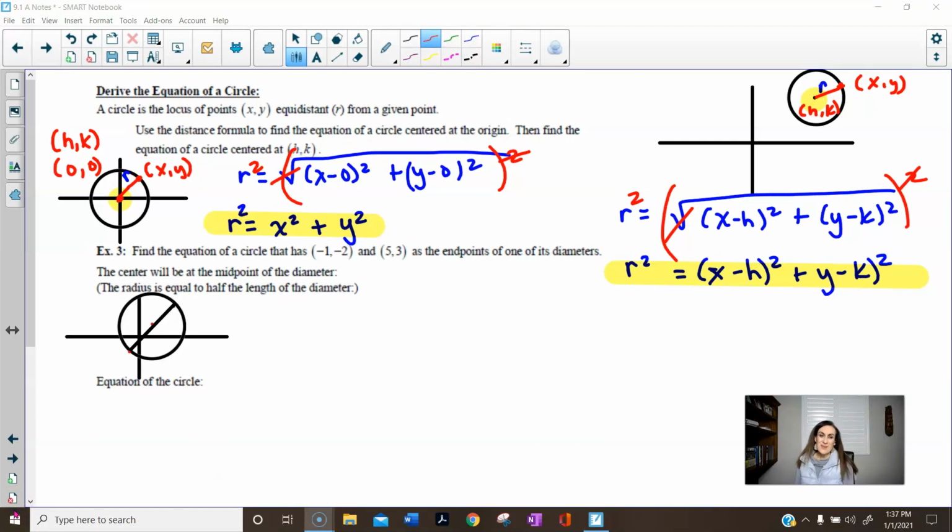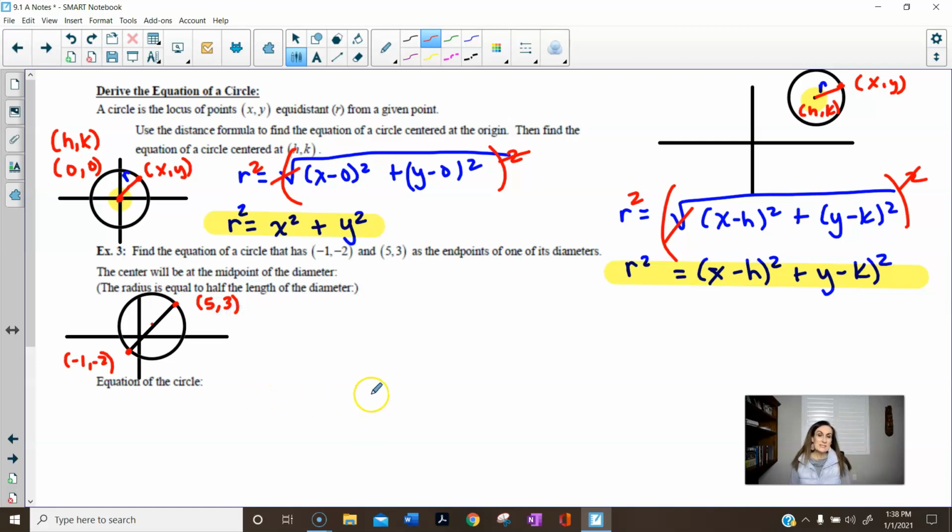So example 3: find the equation of a circle that has (-1, -2) and (5, 3) as endpoints of one of its diameters. The center will be at the midpoint of the diameter. This is kind of a sketch, I really just eyeballed it. But say this point right here is (-1, -2), and this point right here is (5, 3).